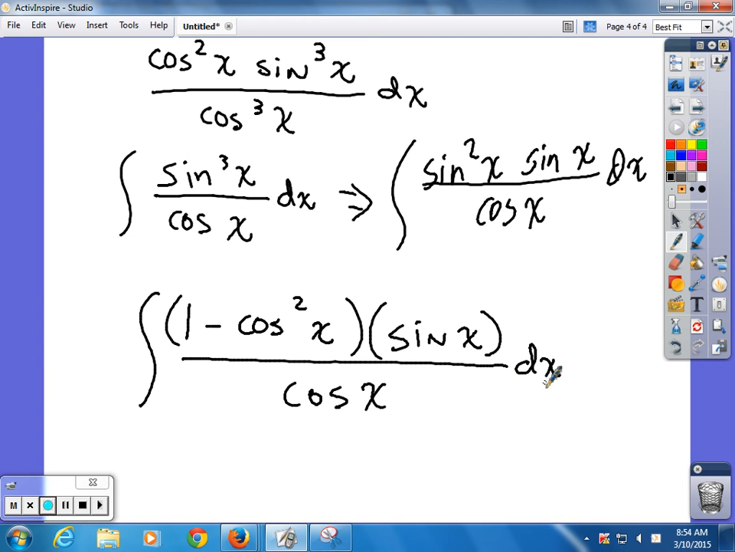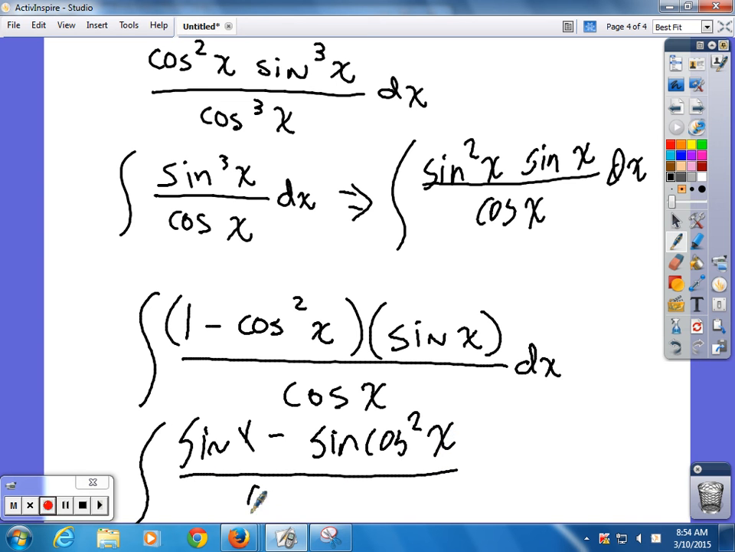Distribute the sine of x minus sine of x cosine squared of x over cosine of x. And now you can put it over the common denominator.